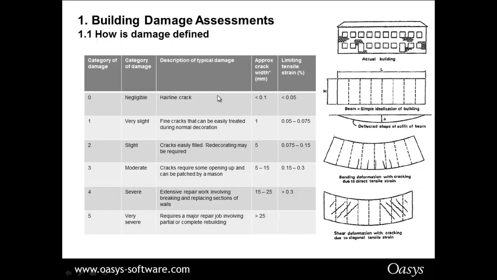So in terms of the description or the view, we can look at the crack widths. For example, with a negligible category of damage, you've got a hairline crack, but at a very severe category of damage, you've got a massive crack, and it may even require rebuilding. He's also looked at the performance of the building in terms of representing it as an elastic beam and looking at the limiting tensile strain. So, for example, for a lower strain, it's negligible damage. When you've got very large strains, then you should be concerned.